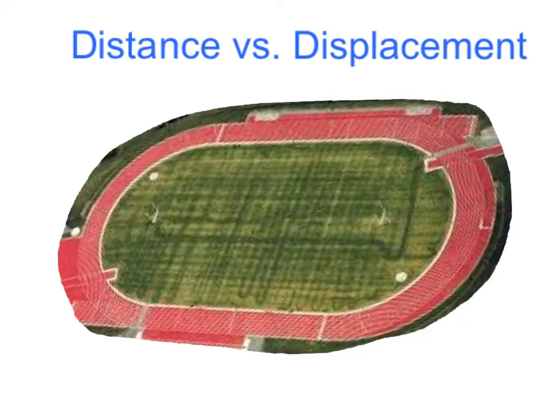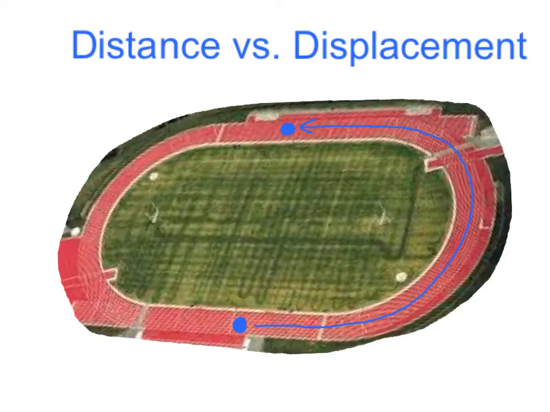But displacement is a little bit different. Displacement only depends upon where you started and where you finished. So if you only ran halfway around the track, the distance that you traveled would follow the path of the track, and your distance would be 200 meters. But your displacement is a straight line between those 2 points.